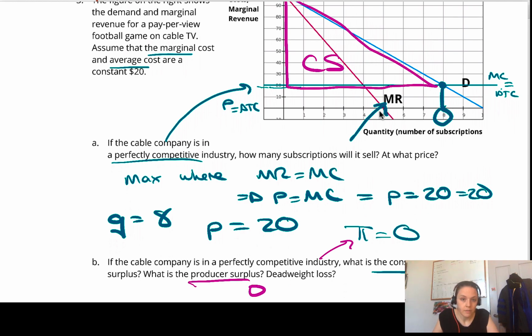There is no deadweight loss. Perfectly competitive markets are efficient, so there is no deadweight loss. Everyone who wants to make a trade is able to make a trade. Everyone's happy, except for the producers. They don't have any profits.